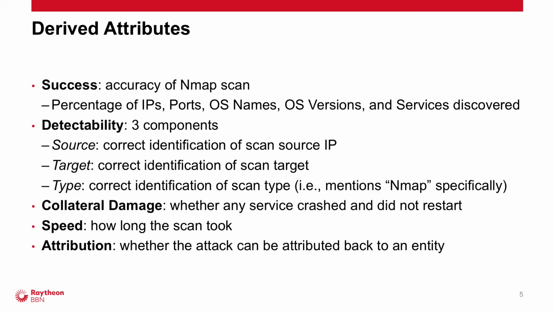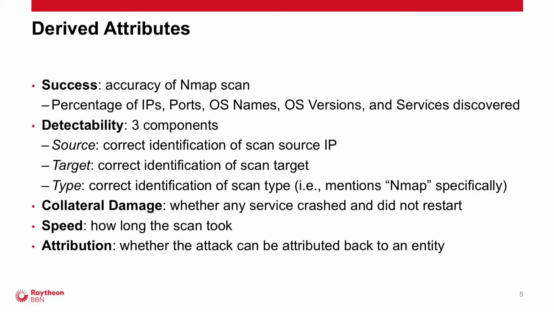We have the detectability derived attribute, which consists of the following 3 components, which are listed on the slide. That's based on whether the IDS, in this case Snort, was able to detect that the Nmap scan was occurring, and whether it was correctly able to identify the type of scan. For example, instead of simply saying, hey, I detected a port scan, it's going to say, oh, I detected an Nmap scan.